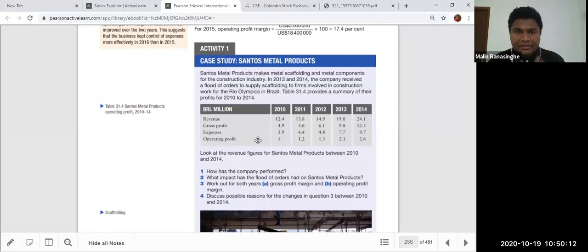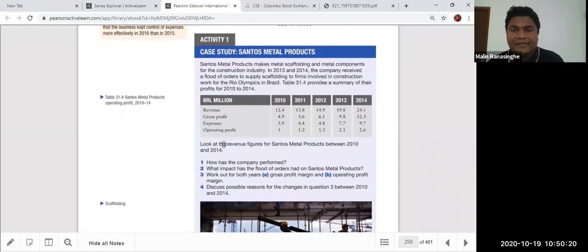So let's finish this activity number 1, case study Santosh Metal Products. Santosh Metal Products are making metal scaffolding and metal components for the construction industry. In 2013 and 14, the company received a flood of orders supplying scaffolding for the work on the Rio Olympics in Brazil. And this is a summary: revenue, gross profit, expenses, operating profit.